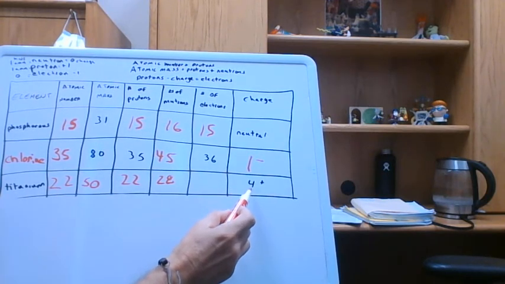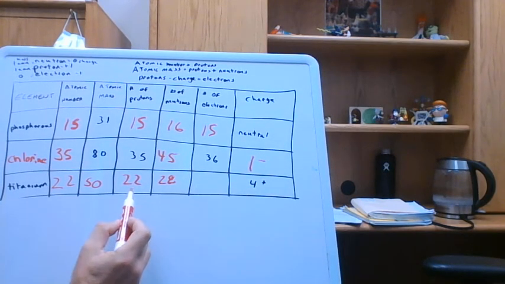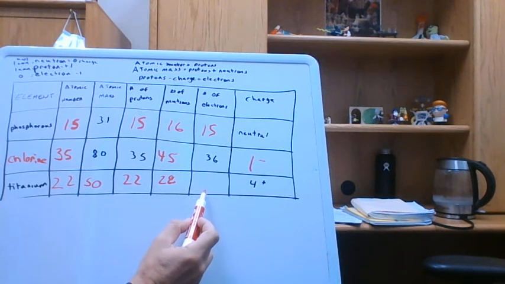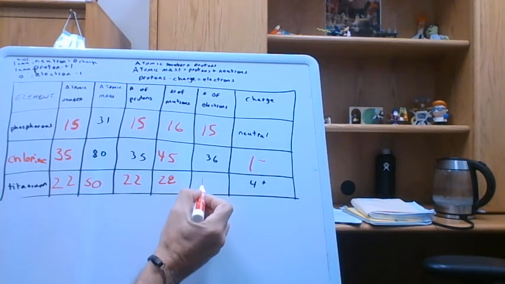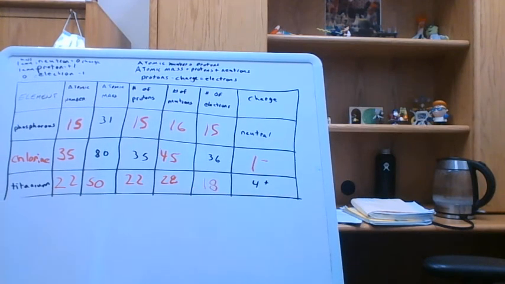And we see that we have a +4 charge. So that means we have 4 more protons than we have electrons. We have 4 more positive charges than negative charges. So that means we can only have 18 electrons. And that would be how you fill out a table like this.